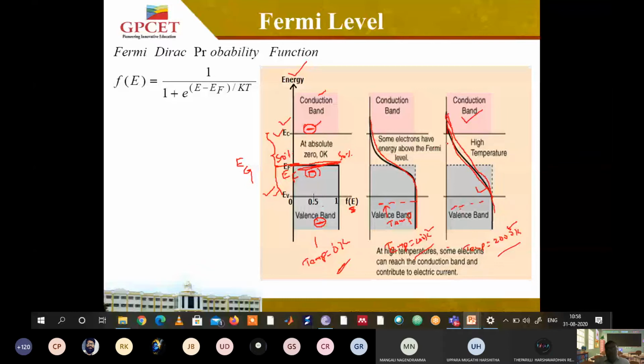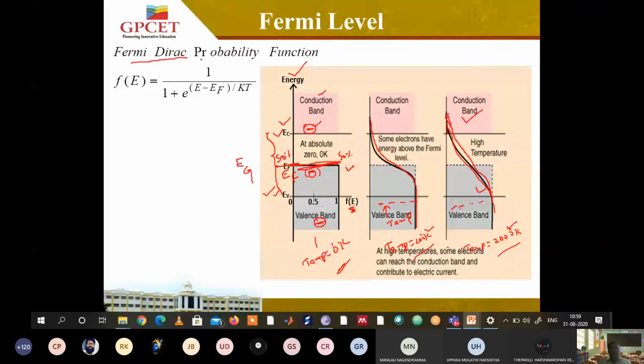So these are the actual important points: how an electron jumps from one point to another, that is from valence band to conduction band, with respect to temperature. And this level is called the Fermi level, where 50% of the energy states are filled. So this is the Fermi level. According to a scientist called Fermi Dirac, he has given one equation for the Fermi level.